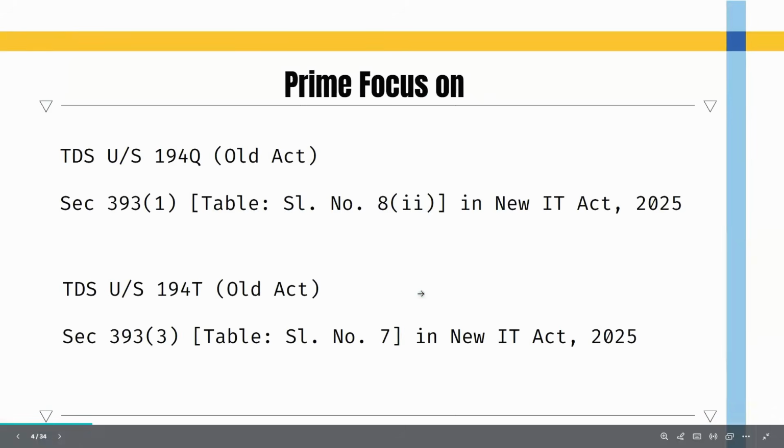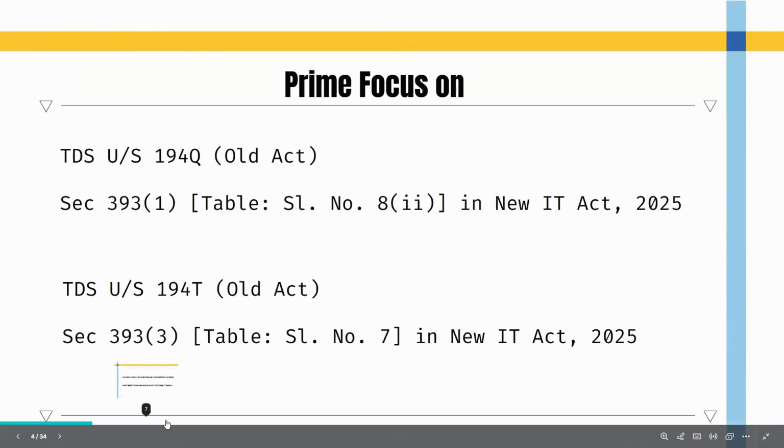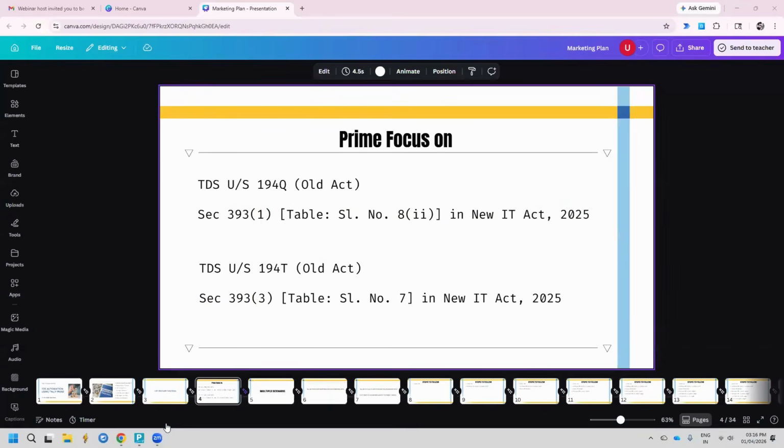Now our prime focus will be on TDS. Within TDS we are going to take the example of 2 sections. Please tell me if we should go with 194Q first or 194T first.